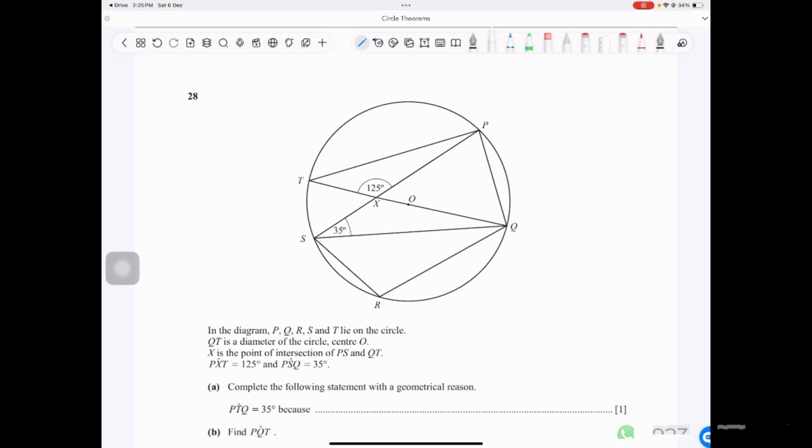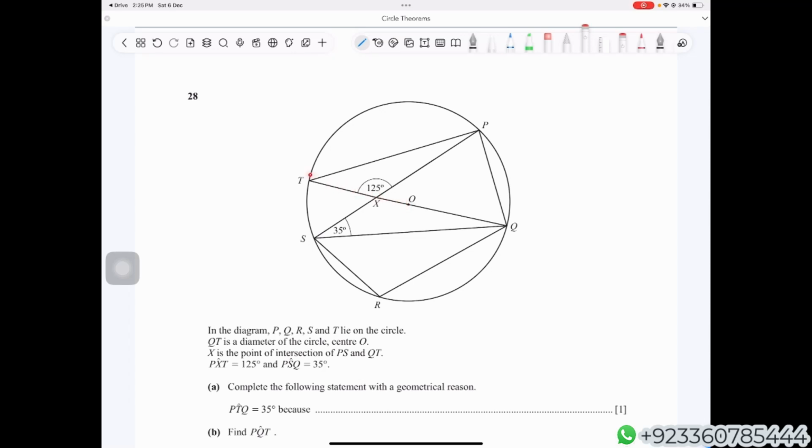We're discussing circles and here I am with a few questions on circles just to make sure everything is clear. I'm going to start from the end of this worksheet and I expect you to attempt the questions that are not done in today's class on your own. Question number 28 says in the diagram P, Q, R, S and T lie on a circle. So you can see this is P, this is Q, this is R, this is S and this is T and they lie on a circle.